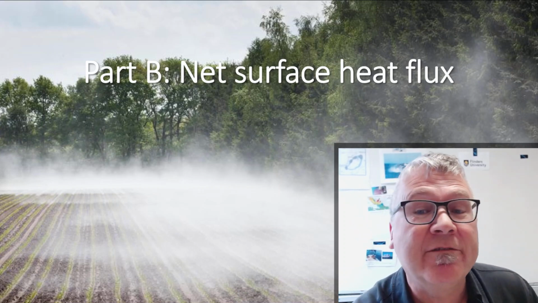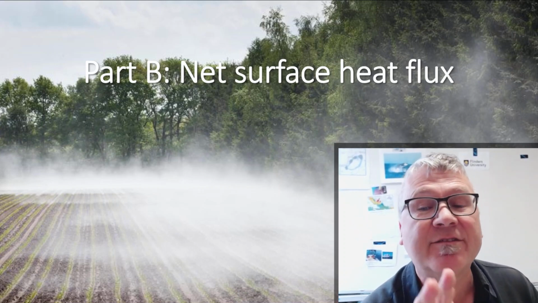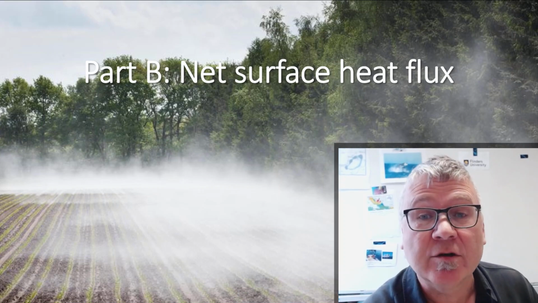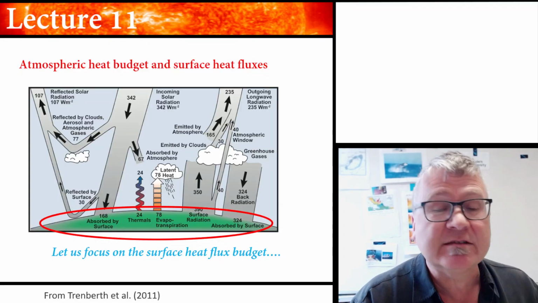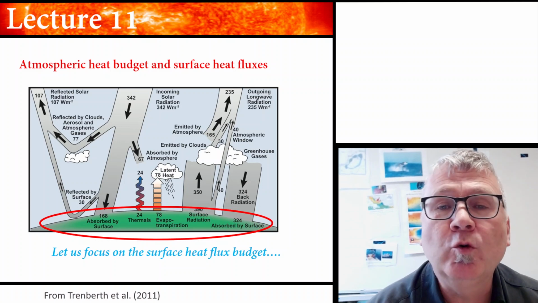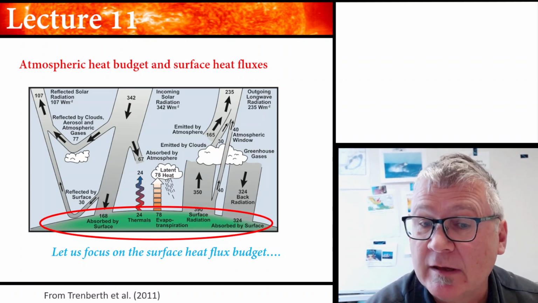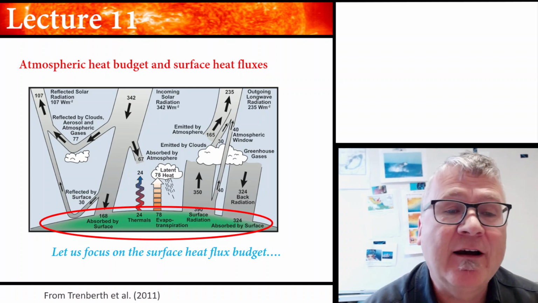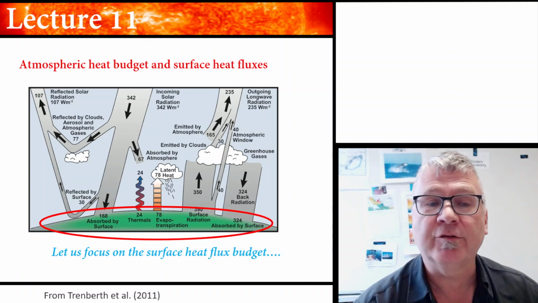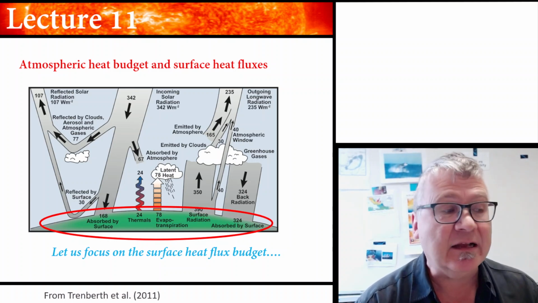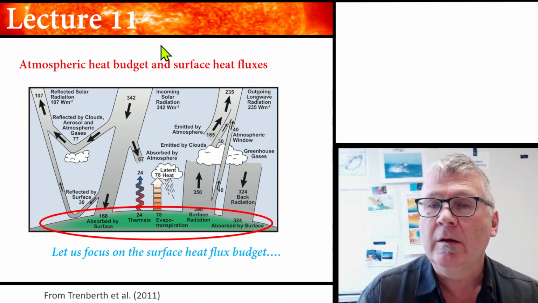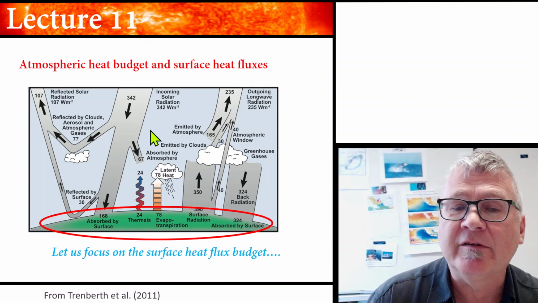So now that you're motivated, we can actually talk about net surface heat fluxes. We focus at the surface. But before we do that, let's have a little recap of what you already learned. If you look at textbooks, you find sketches like this one here. It shows you the atmospheric heat budget and surface heat fluxes. So let's have a look at what's included here, maybe just as a summary of previous lectures.